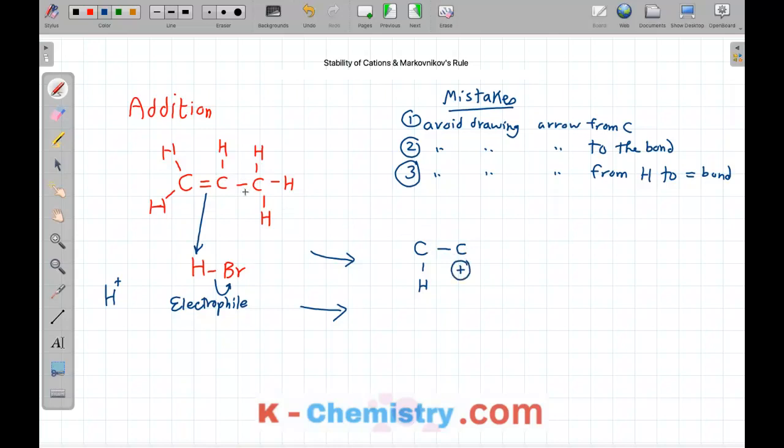Why is it positive? Again, because you have taken an electron from it. The electrons that were in the double bond both went to the hydrogen here. So you have here H and H now. You have to make the angles correctly now. And there is H. This is the first carbocation that is formed.